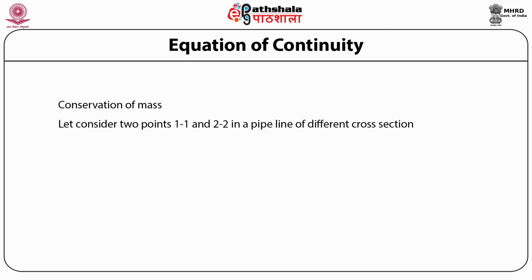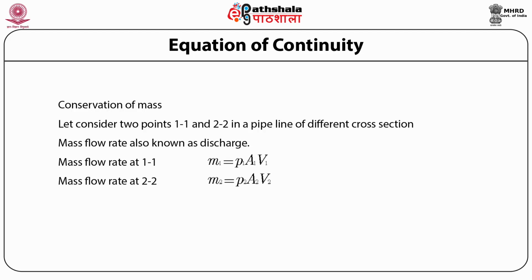Let us consider a pipe whose diameters at both ends are different. As we see in this picture, the pipe at the left side has a diameter of D1 or area A1, and the pipe at the right side has an area of A2. The velocity in these two ends will also be different. Suppose the velocity at the left hand side is V1 and at the right hand side is V2.